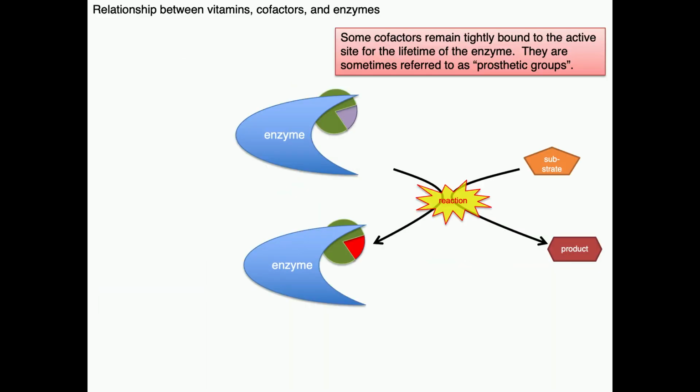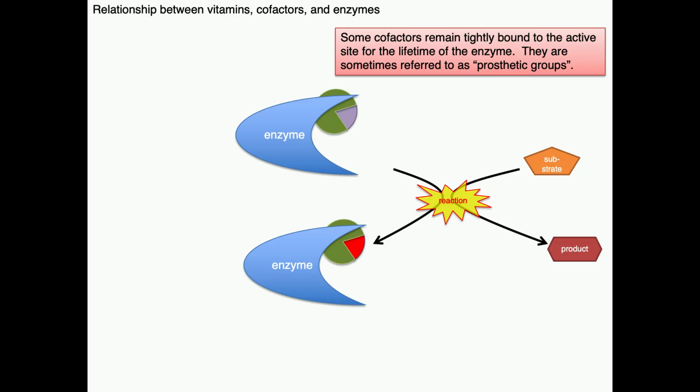So some cofactors are referred to as prosthetic groups. And these types of cofactors, when the enzyme is synthesized or shortly after it's synthesized, it's going to bind the cofactor in the active site. And in some cases, this is actually a covalent bond between an amino acid side chain and the cofactor. That cofactor is tightly associated with the enzyme for essentially the life of the enzyme.